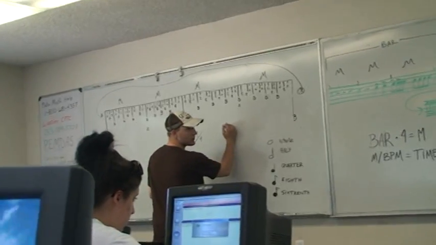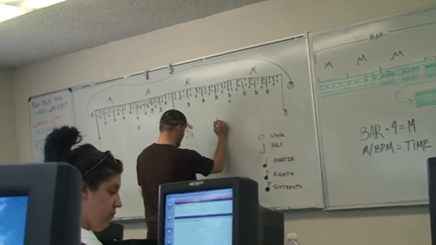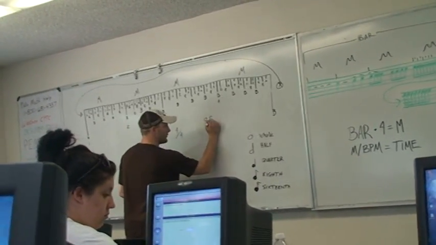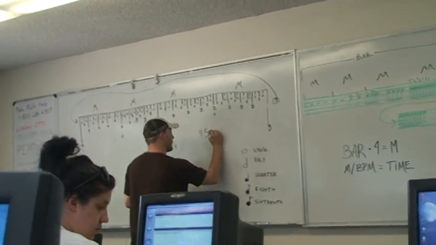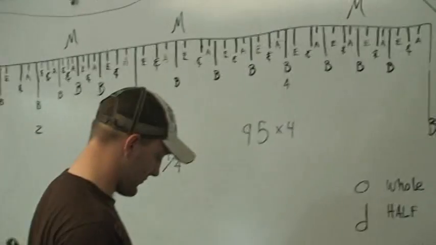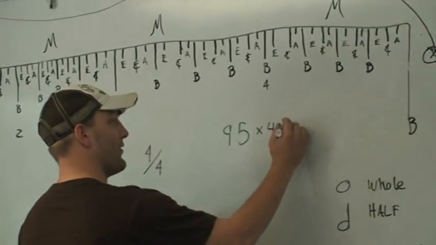What did I say, what was the original one? 95 beats? Well, we'll just start over. So we got 95 beats, right? Okay, we're going to times it by 4, and that's going to give us what? Anyone good at the math? 380.